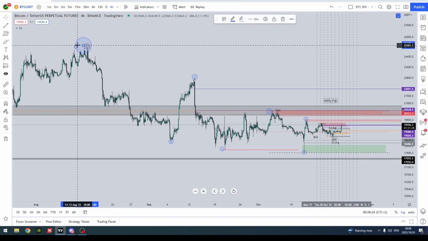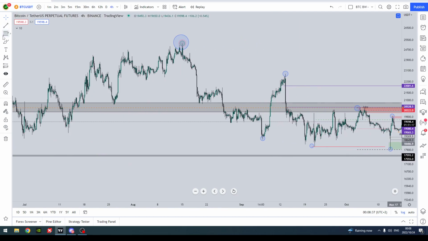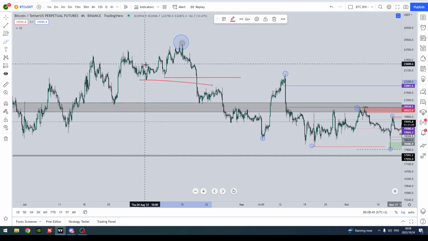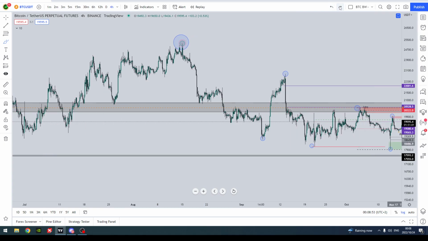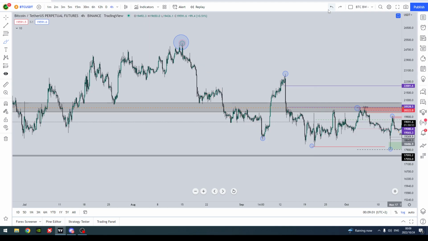Let's just make this a bit smaller and push it in. We had a move down here that changed character and broke structure, right? So change of character, break of structure. I think this would be the true break of structure here at this level. And we had this move down here, and I've marked this entire leg as one, even though it's a three-legged structure.